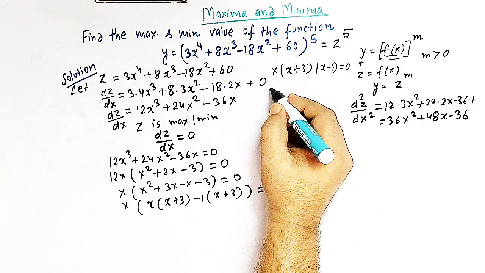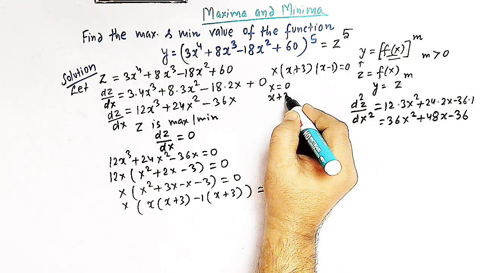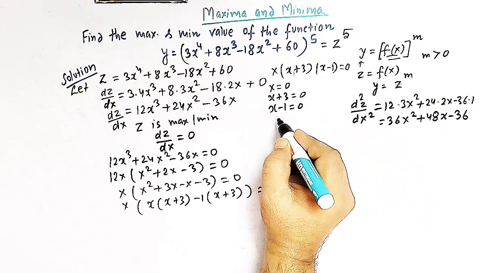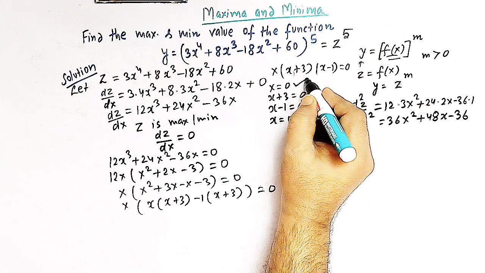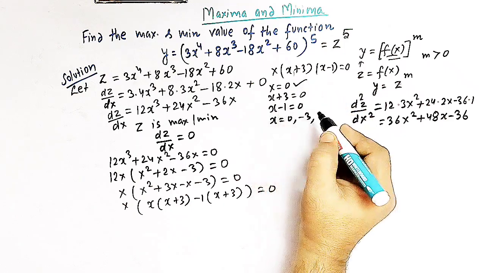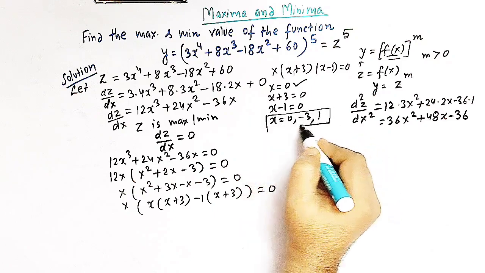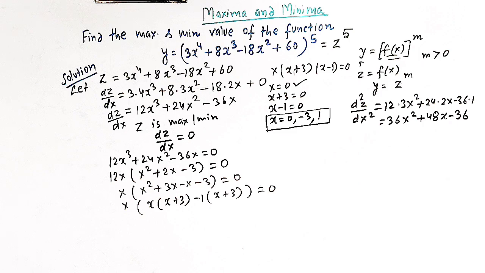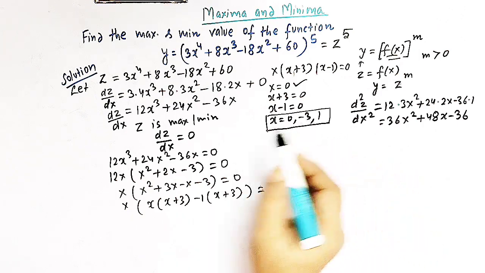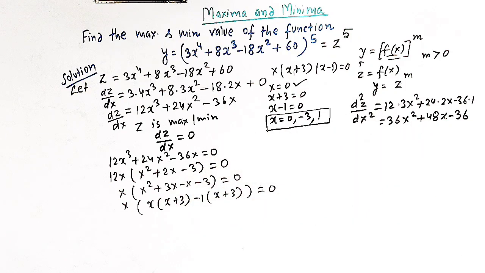So the turning points are given by x is equal to 0, x + 3 is equal to 0, and x - 1 is equal to 0. So we have x is equal to 0, then from here we have x is equal to -3, and from here we have x is equal to 1. So we have here three turning points, right? So let us now test these points for maxima and minima by using the second derivative test.